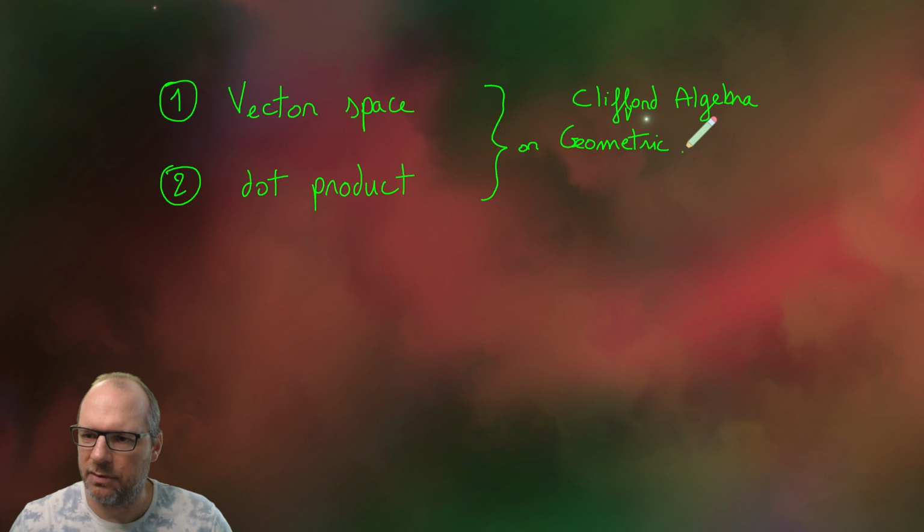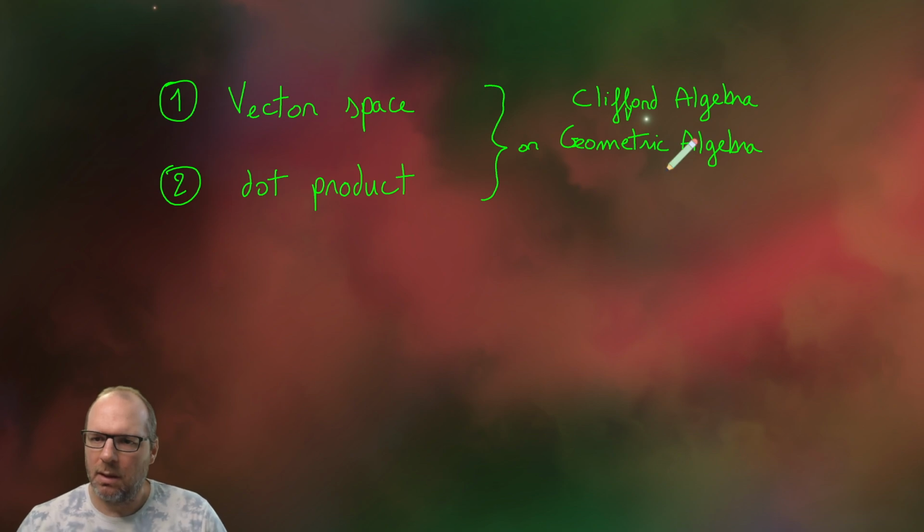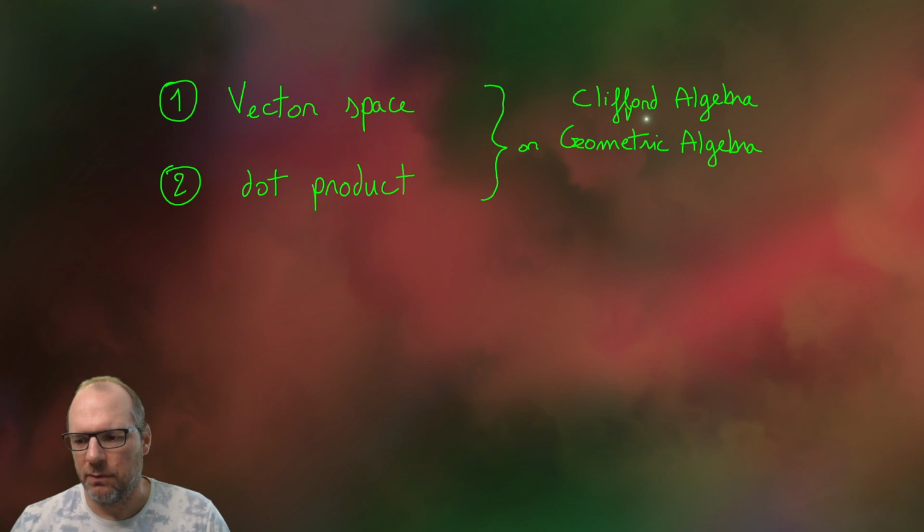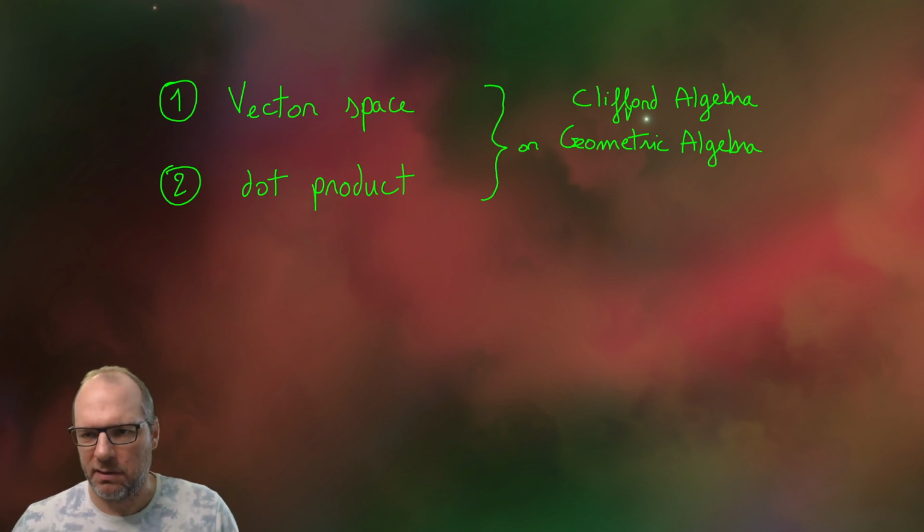Geometric algebra is a modern view on Clifford algebras, which emphasizes the geometrical aspect. Instead of thinking of the numbers of the algebra as just numbers, we can see them as planes or points or lines or circles. So it's a geometric view of the Clifford algebra.